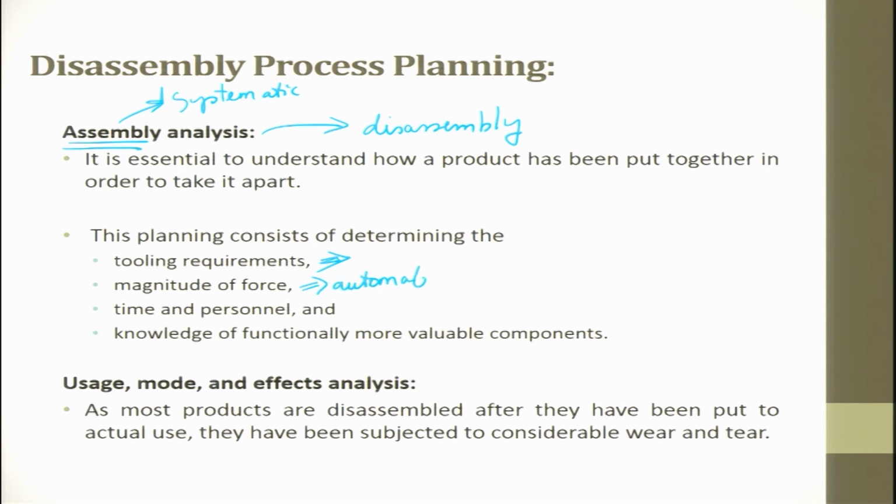So, when you try to automate it, it clearly says this is the torque you have to use or this is the thrust you have to use for assembling this part into the product. Then time and personnel. The skill is very important, and the time is the duration spent to get the output. The knowledge of functionally more valuable components is also required.